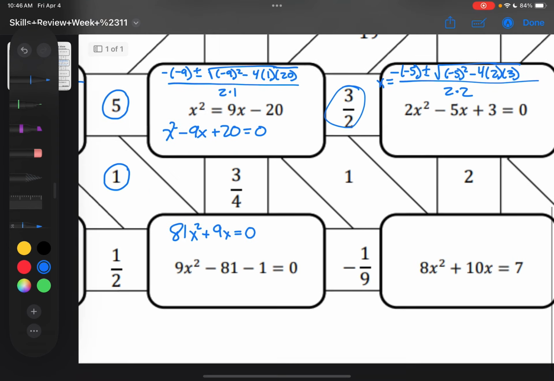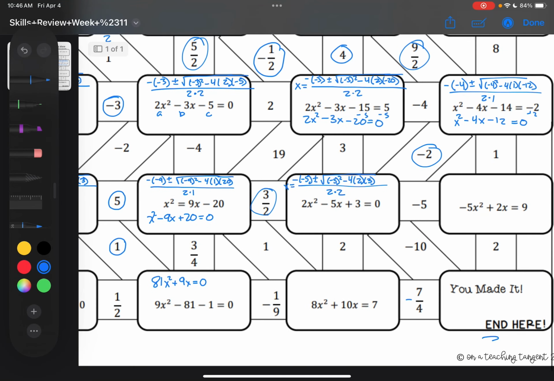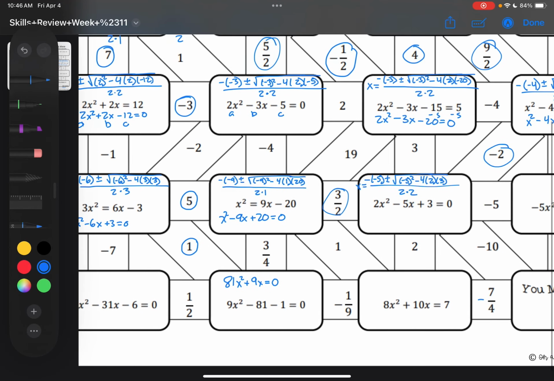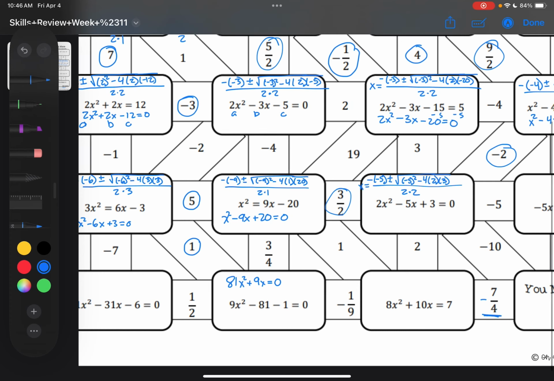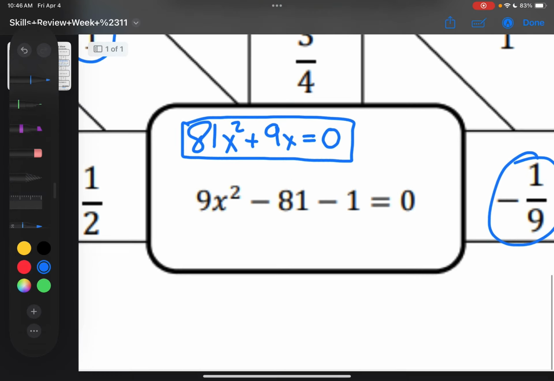Now, these are the two down here that we need to solve. Here, the answer should be negative 7/4. And you're going to be getting this answer, obviously, because we're making it to the end. But to get this answer, negative 1/9, this is the actual problem. I think that's what was supposed to happen. So we're going to solve it like that's the actual problem.